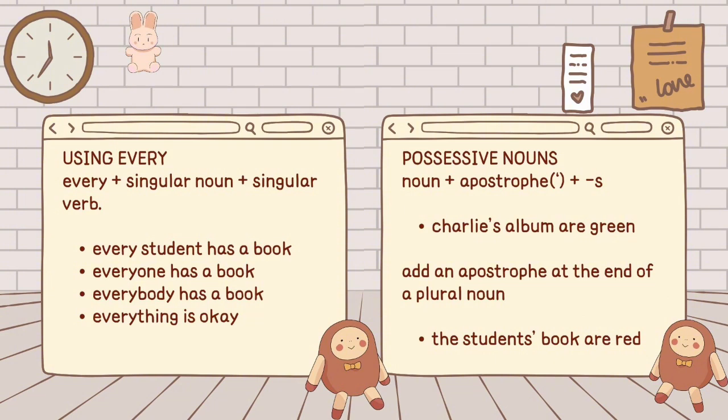Using every: every plus singular noun plus singular verb. Every student has a book. Everybody has a book. Possessive nouns: noun plus apostrophe plus S. Charlie's album is green. Add an apostrophe at the end of plural nouns. The students' books are red.